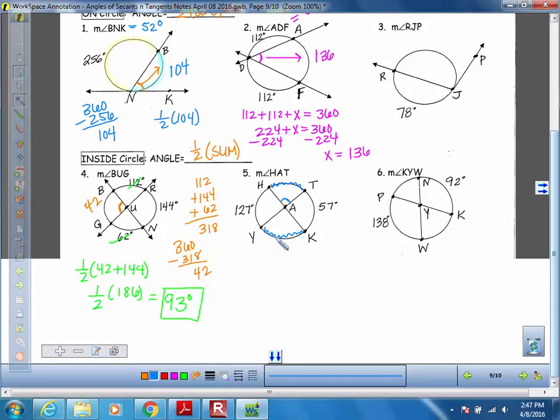Okay. What did you end up getting when you did that? That's what I got. Okay. You solved it differently as well. So that would work. Sarah said vertical angles are equal. So you added 127 and 57, subtracted from 360 and divided by 2? That's what I did. I looked at this as a half circle.